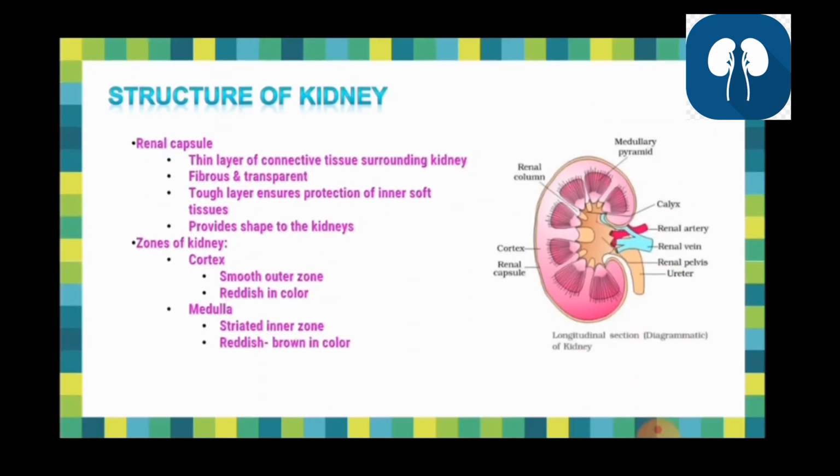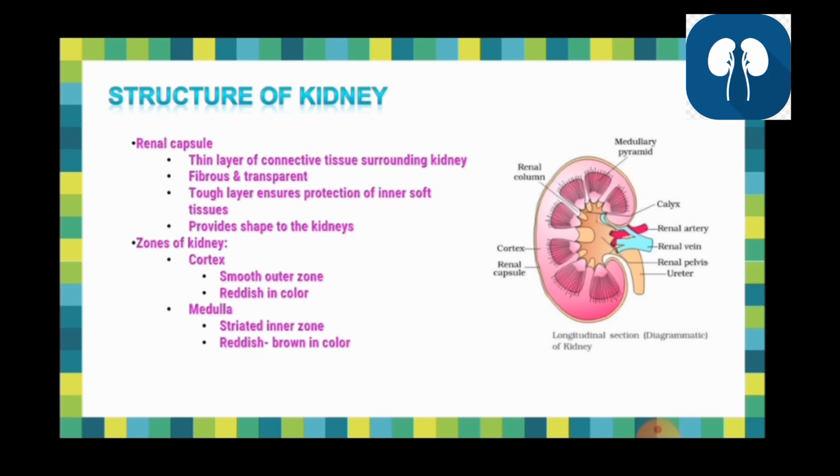Now, talking about another important structure, the renal capsule. Children, the thin layer of connective tissue which surrounds the kidney is known as the renal capsule, right? It is fibrous and transparent. It is a tough layer which ensures protection of the inner soft tissues. It also provides shape to the kidney.